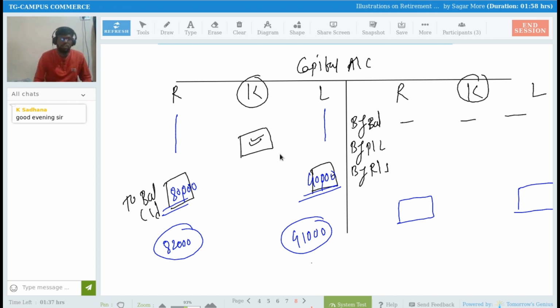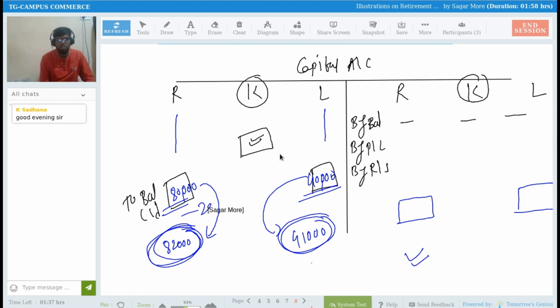No, sir. Why? Because actual balance is 82,000 here, right? Means credit side total is more, no? Credit side total is more, and you are getting actual balance 82,000 here. And here you are getting 41,000 rupees. So what do you have to do, sir? In order to convert this 80 into 82 and to convert this 40 into 41, yes, absolutely right.